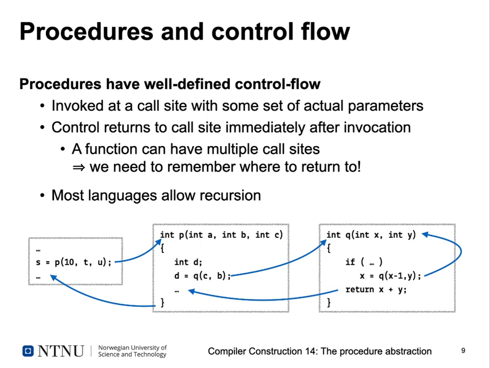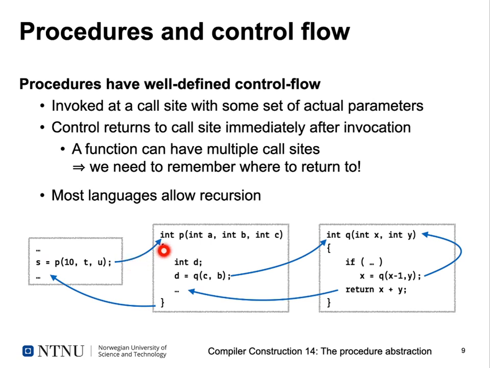Procedures also provide a way to structure the control flow. So a procedure has a well-defined control flow. We know that a procedure is invoked at a call site. Like here, we invoke the procedure P, and we give this procedure P 3 defined parameters, so a constant 10, and two variables T and U, which have to be defined inside of the context at the call site.